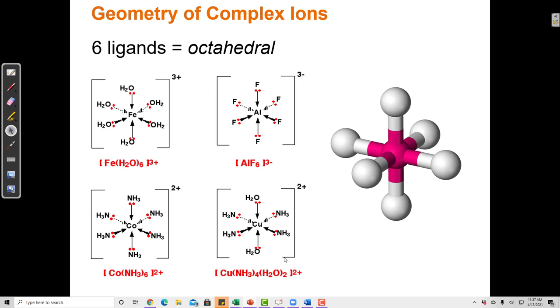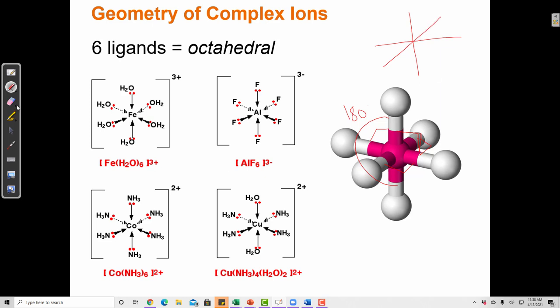So when I have six ligands in a complex, it takes this octahedral geometry, just like it did at the beginning of last term when we were talking about the number of bonds a central atom makes. If a central atom has six bonds to it, then that is an octahedral geometry. And remember, in an octahedral geometry, I have 90 degrees here, 90 degrees here, 90 degrees here, 90 degrees here. So these are all 90 degree angles, right? And then we have this 180 degree angle. So this is just like a Cartesian coordinate system. The y-axis, the x-axis, and the z-axis.